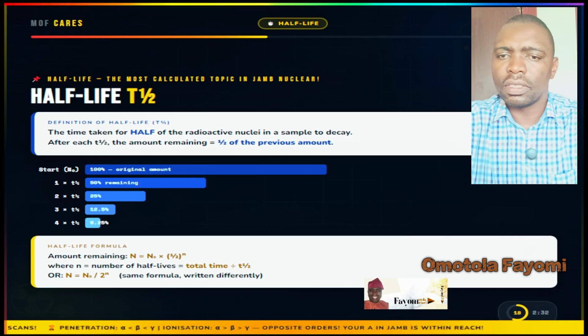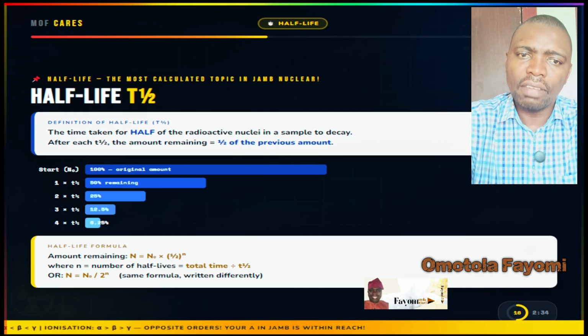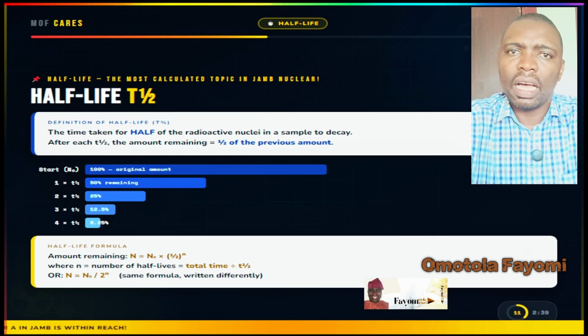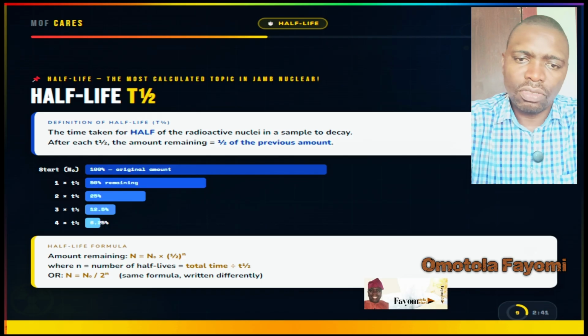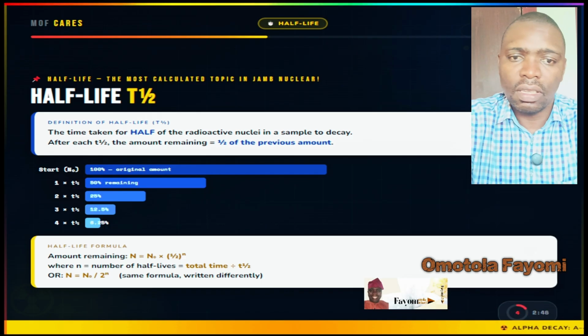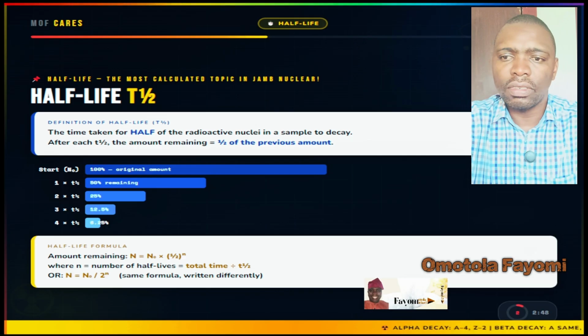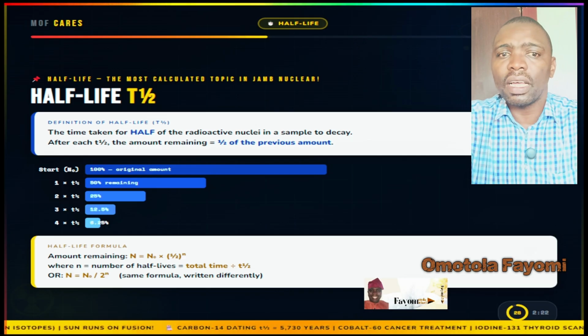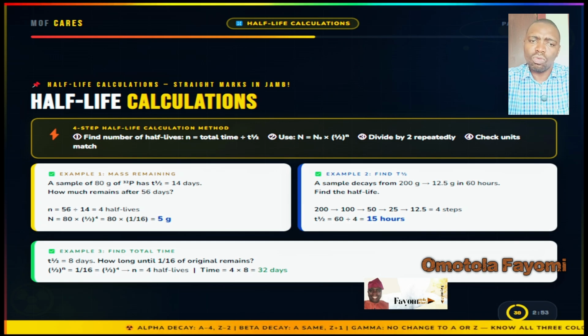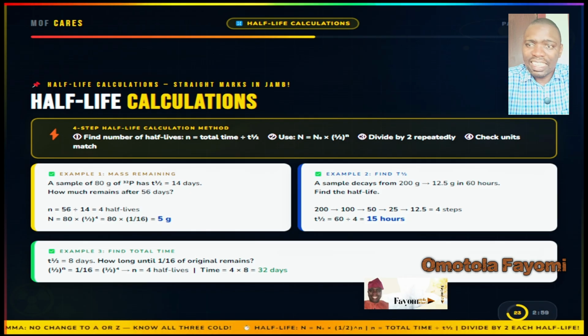JAMB tests all 3. The half-life is a constant property of each radioactive isotope. It does not change with temperature, pressure, or chemical state. You cannot speed up or slow down radioactive decay. This is a fundamental law of nature. Now, let us put the half-life formula to work with 3 types of calculation that JAMB regularly sets. Master these 3 and you will score every half-life mark.